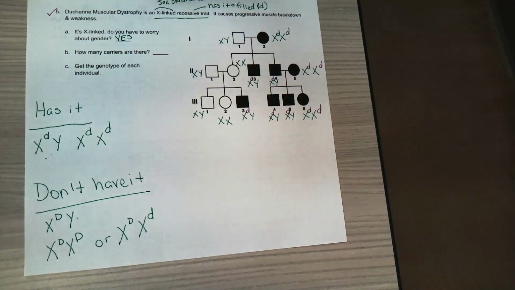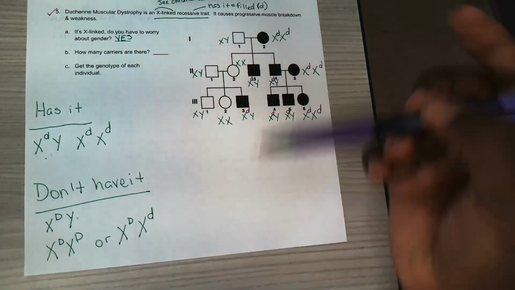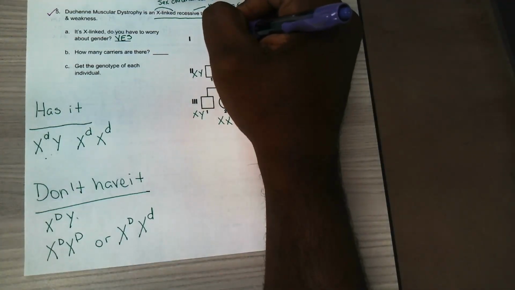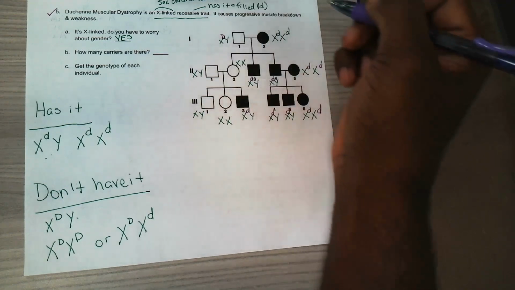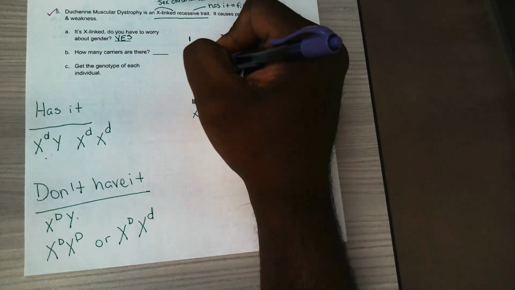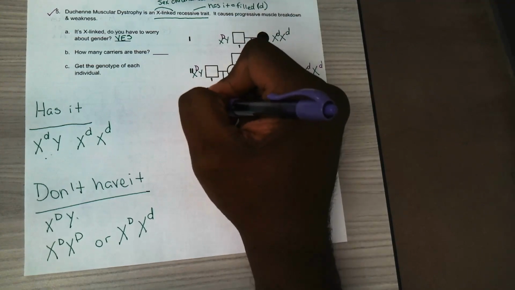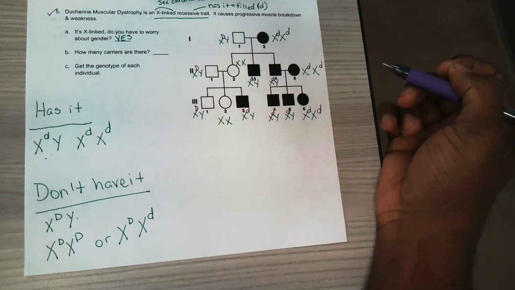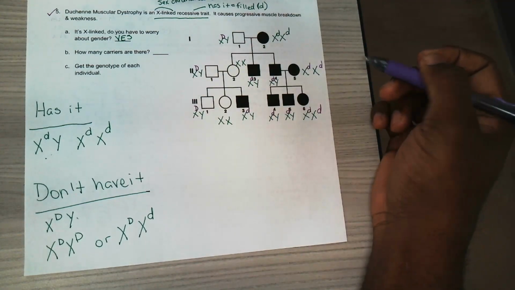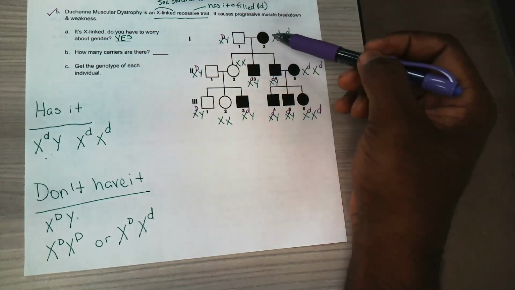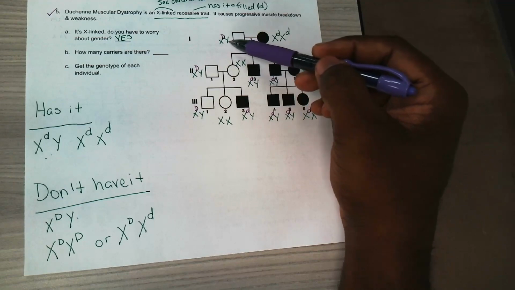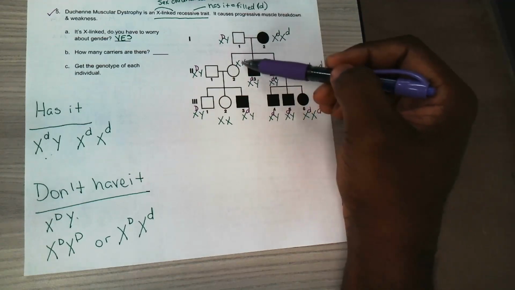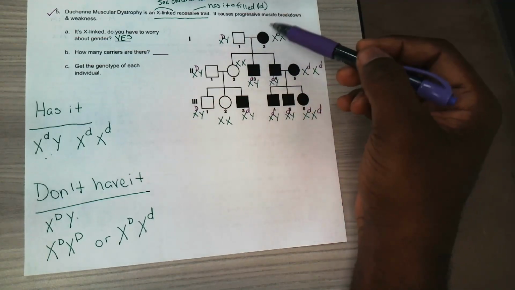So now we can go back through and figure out the rest. We know for males it's going to be easy. If they're not shaded, we're just going to put the dominant allele there. Now, if you look at offspring, it can show us why we get the genotypes that we get.